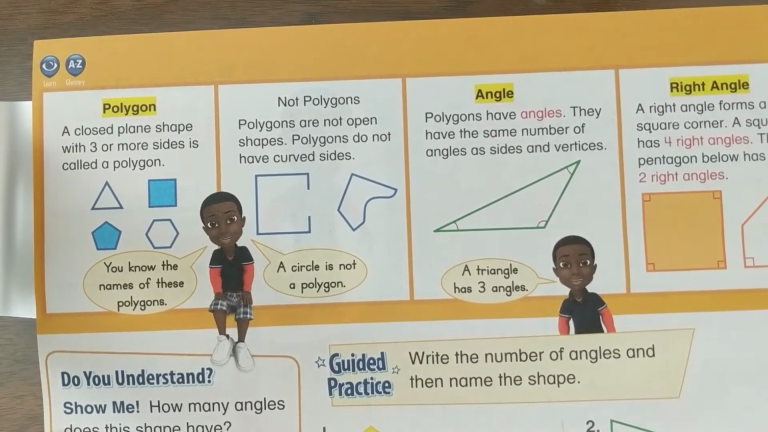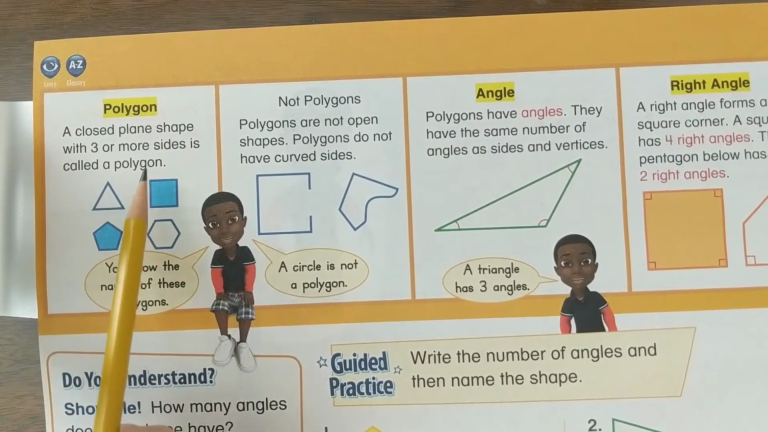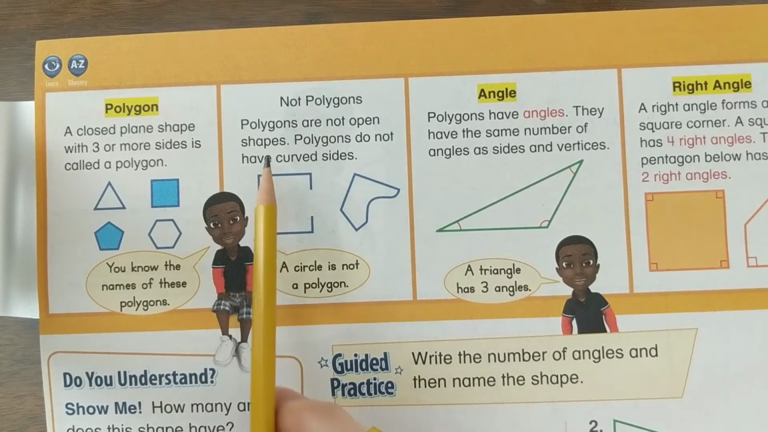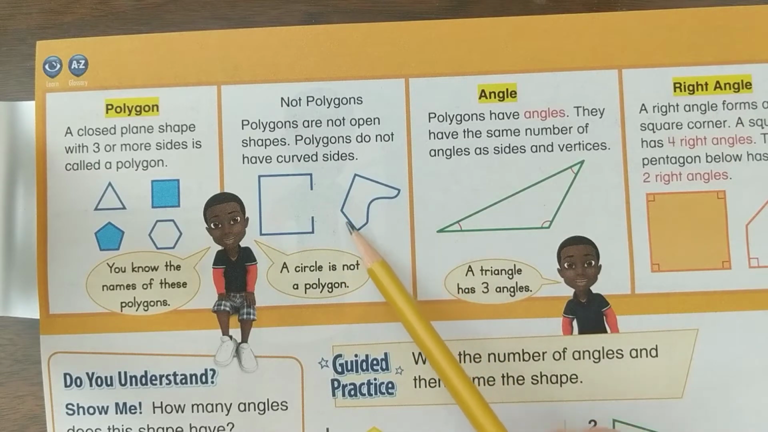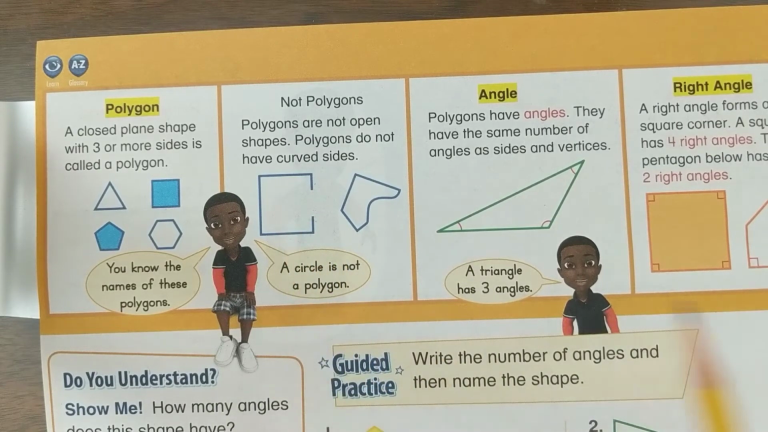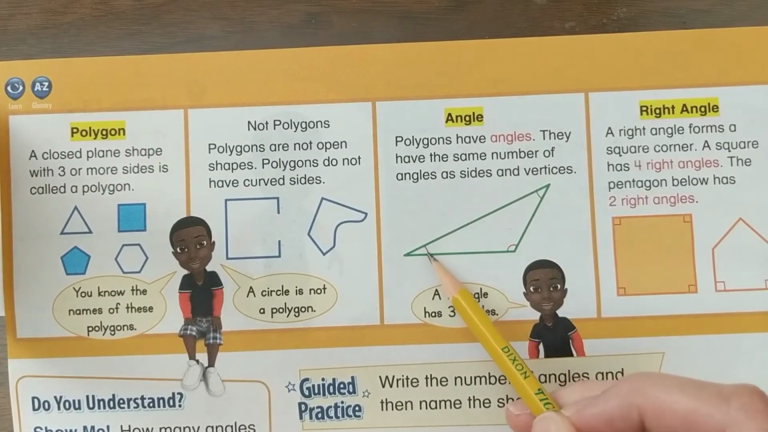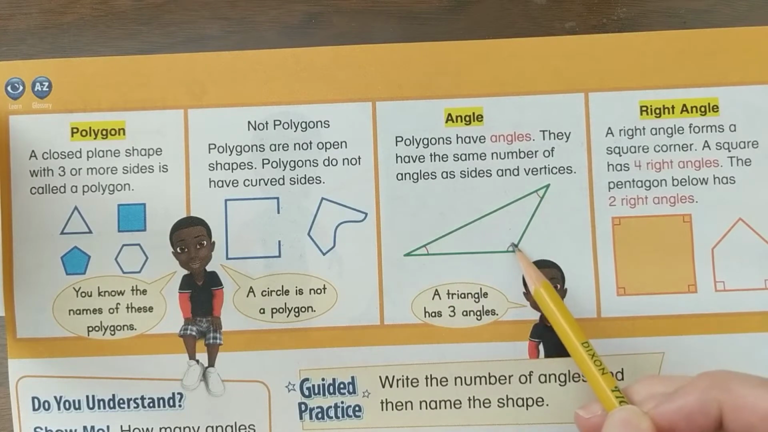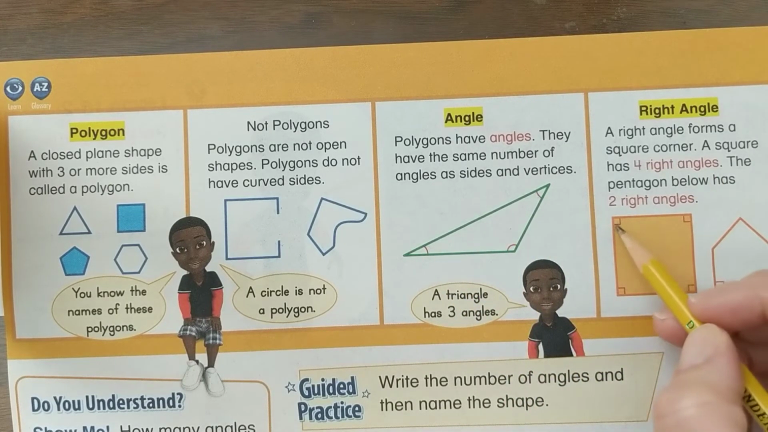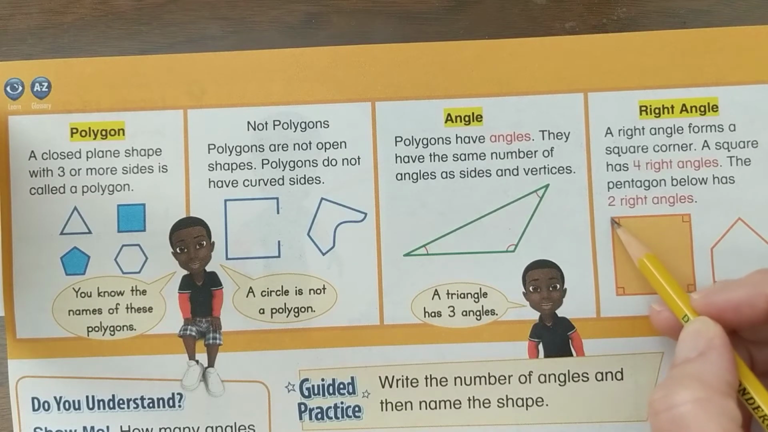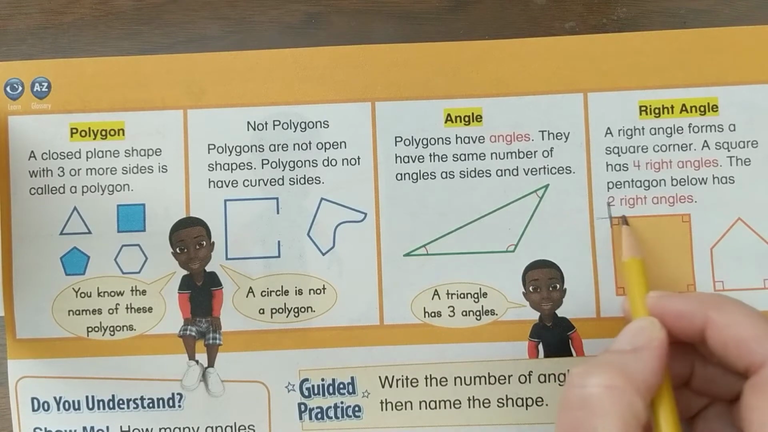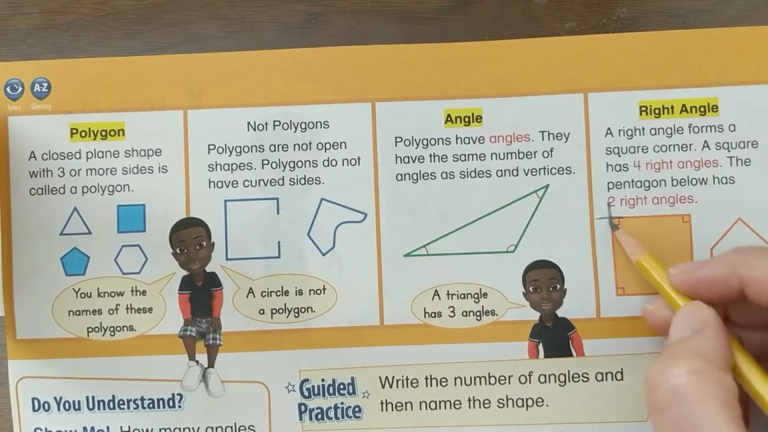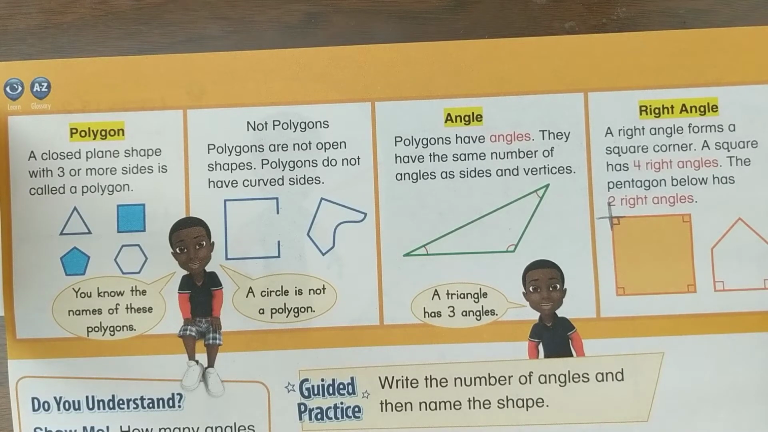Going over again what they said, a polygon is a plane shape with 3 or more sides. And these are not polygons because it's open, and this one has a curved line. Okay, all the lines need to be straight and they need to be connected. An angle is this little section right here by the corner. And a right angle is when you have 2 straight lines. One line is going exactly straight up and down, and the other line is going exactly straight side to side. So that creates what we call a right angle.